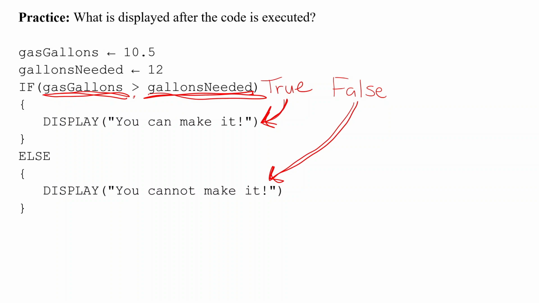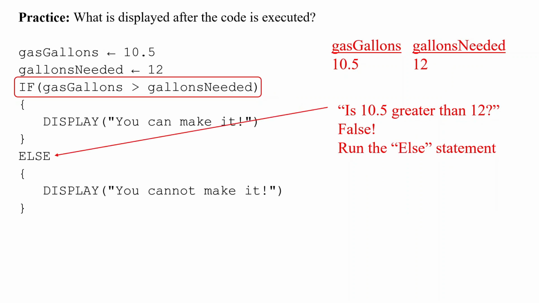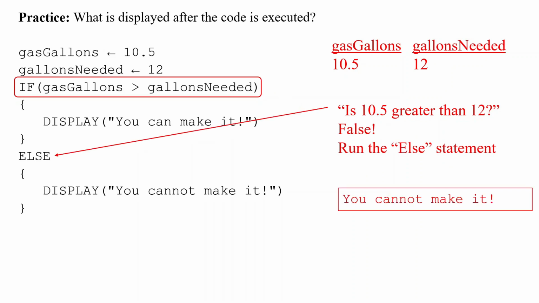Now in my example here, I have 10.5 gallons and I need 12. So which statement is going to print off? It asks the question, is 10.5 greater than 12? That's false. And because it's false, you're going to run the else statement. You cannot make it. Very unfortunate. But because it was false, I skipped the if block of code entirely. That never ran. I jumped straight to my else statement and ran what was in my else statement.